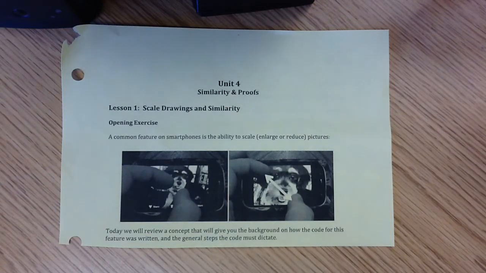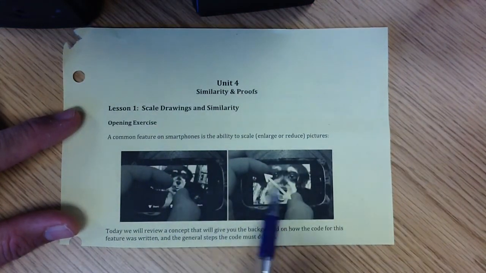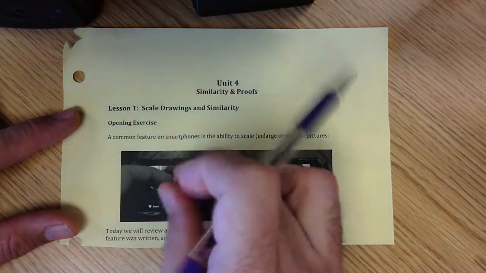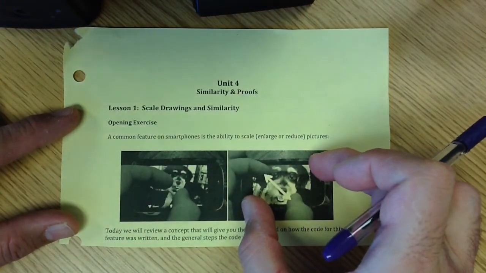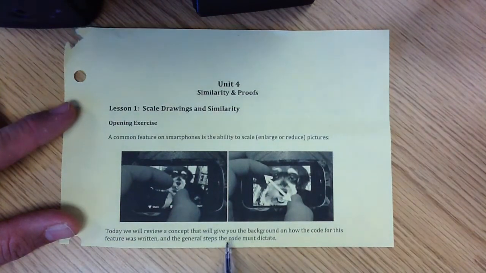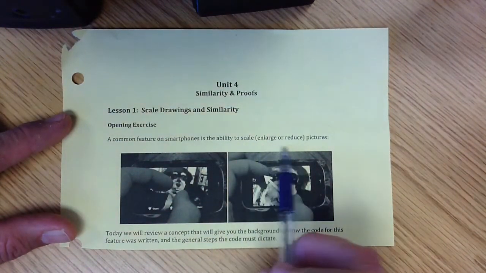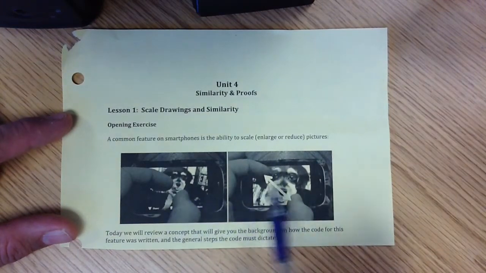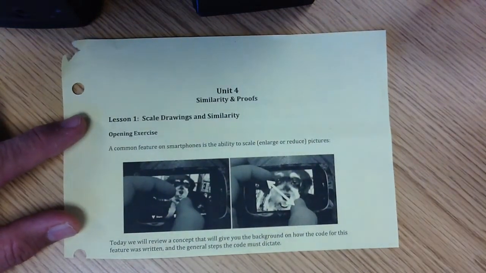Okay, so welcome to the chapter on similarity and dilations. The first thing we're going to talk about is scale drawings and similarity. And as you can see from this smartphone, somebody went into their phone and clicked on the image and zoomed in. So this is a basic example of an ability to scale, enlarge, or reduce a picture based on your phone. Now, we're going to take a look at this packet, so please make sure you have it in front of you.